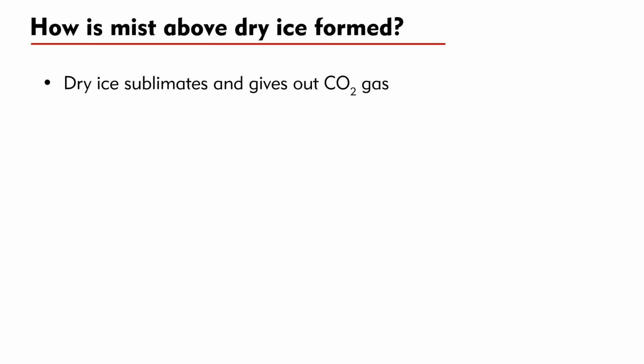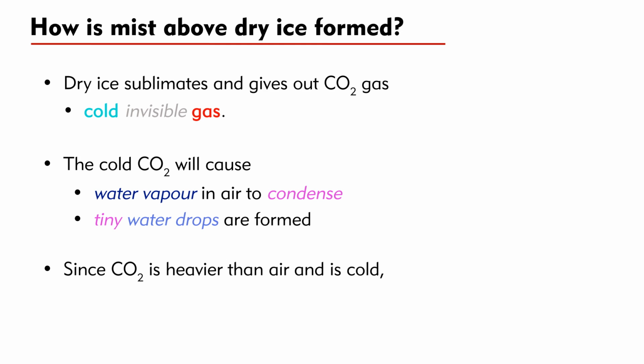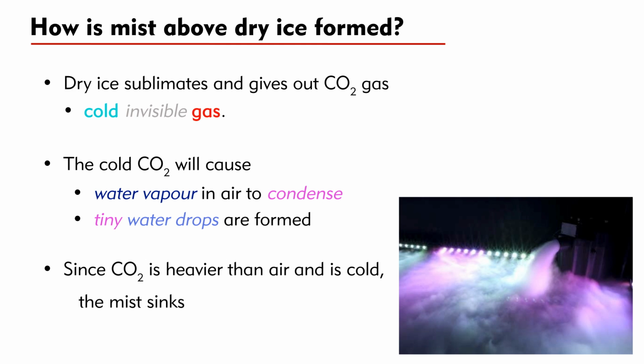As dry ice sublimates, carbon dioxide gas leaves the solid. It is a cold stream of gas and is invisible. Since it is cold, it will cause the water vapor in air to condense. As a result, tiny water drops are formed along the path of the carbon dioxide gas. Since carbon dioxide is heavier than air, it sinks. On the other hand, cold air sinks. Therefore, the mist above a dry ice does not move up. Instead, it moves downward and is bound to the ground.